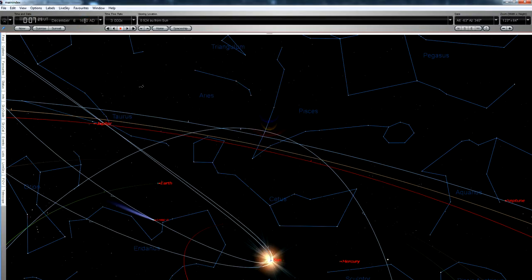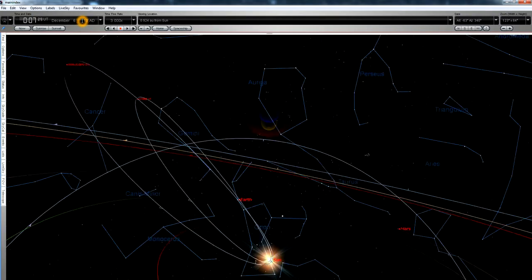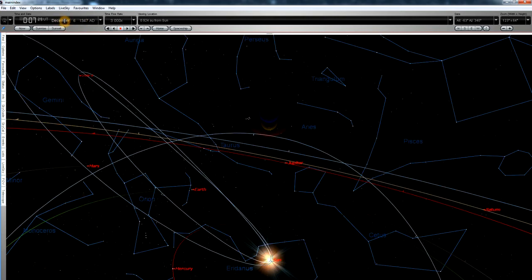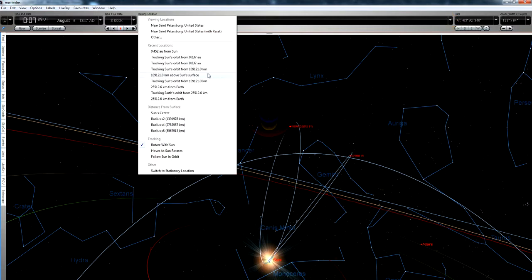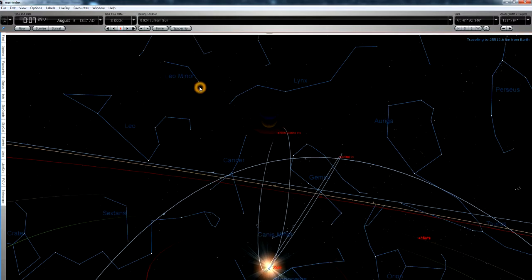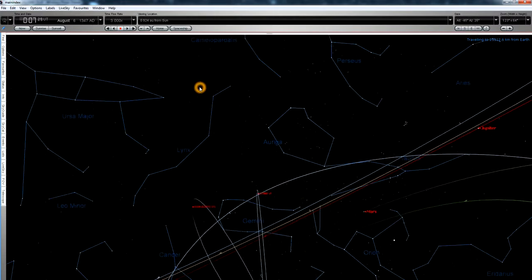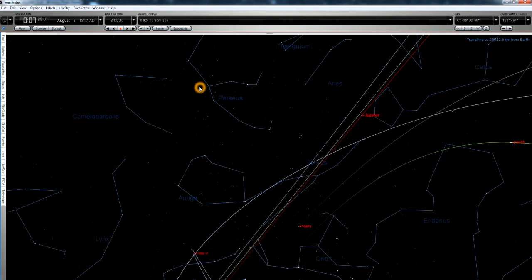So let's go to 1347 in Starry Night, go to August, and let's go to Earth and see how that looks compared to the orbits of the Comet of 1680 and ISON. So now let the program fly us to Earth.